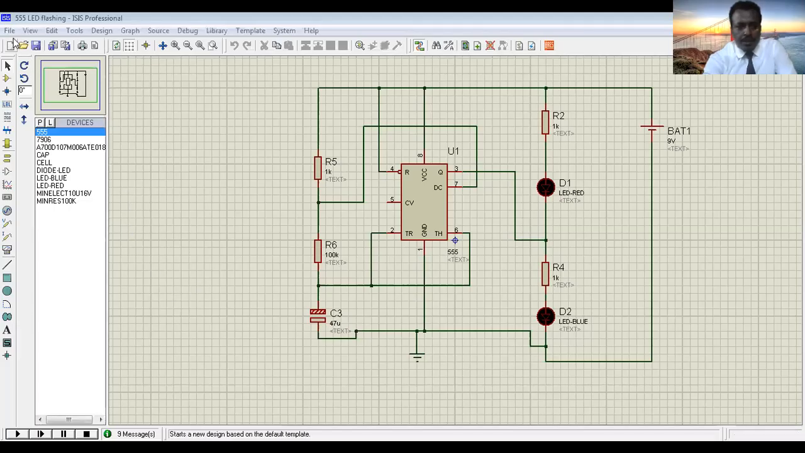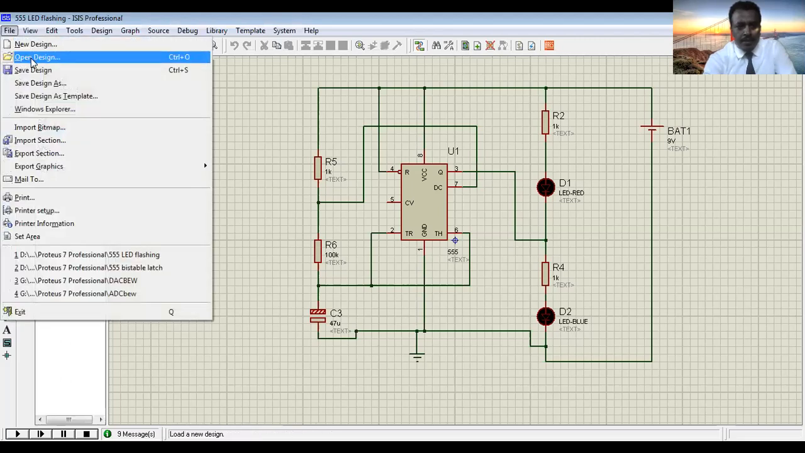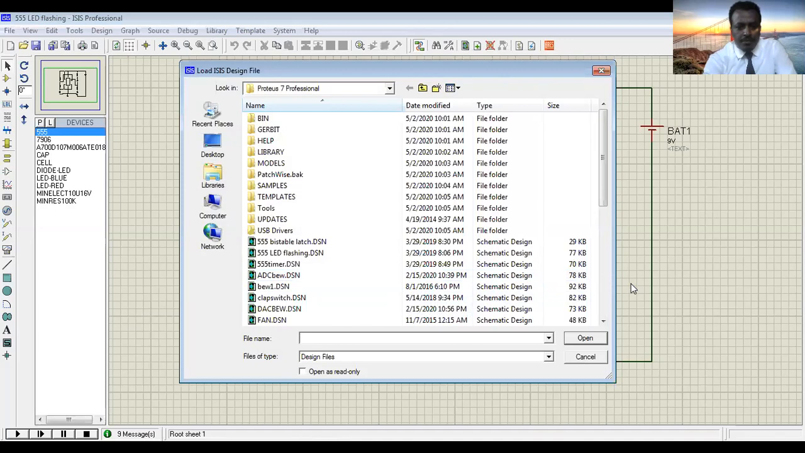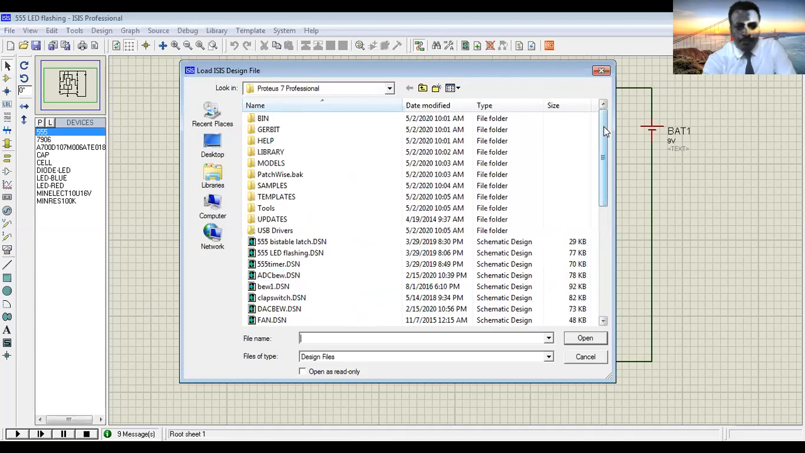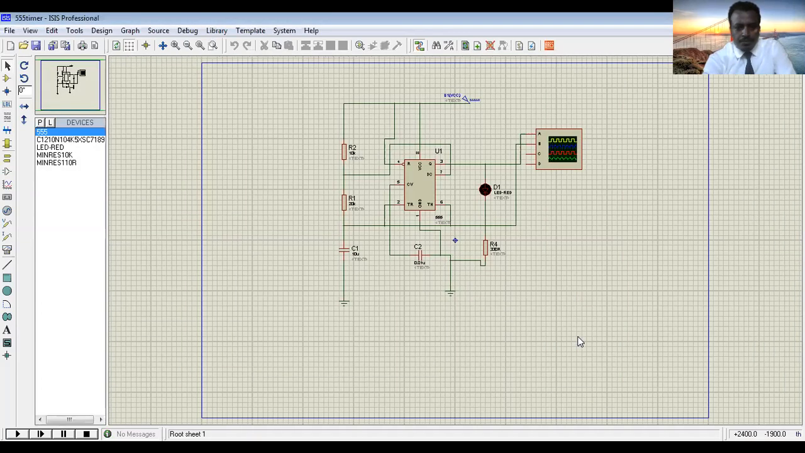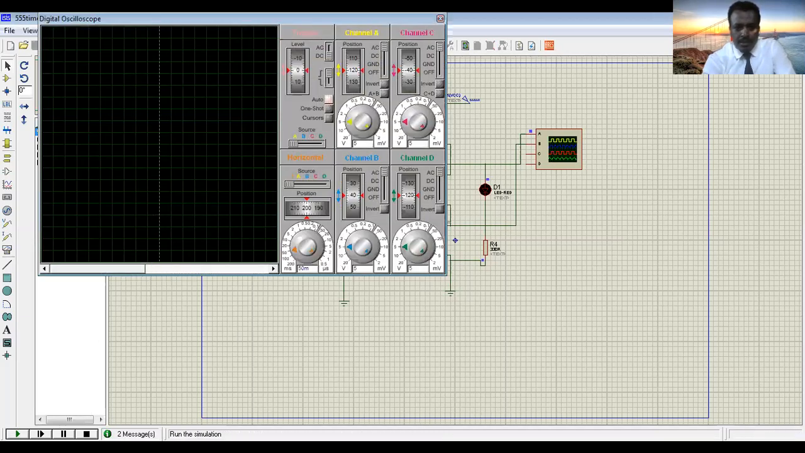Okay. Let's see. Do I have monostable? I don't have monostable. You can do it on. Okay, so this is, I think, a stable mode. This is a stable mode, yes.